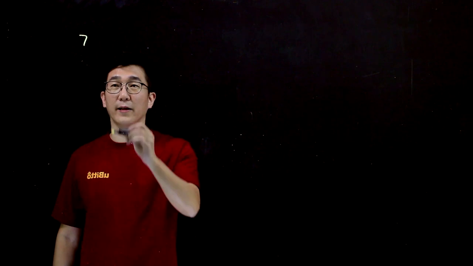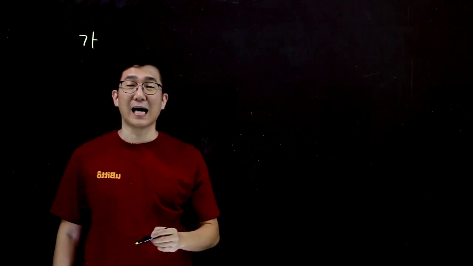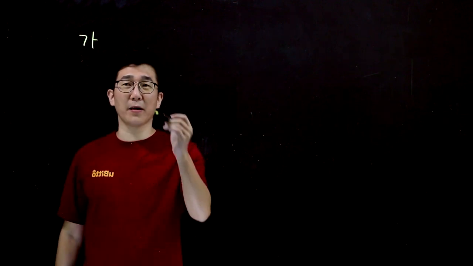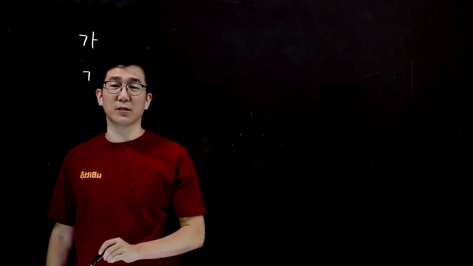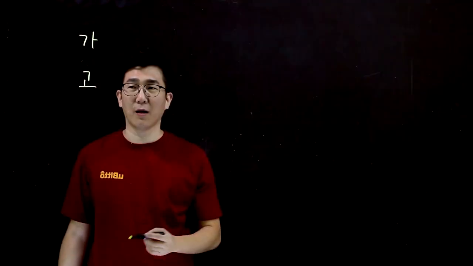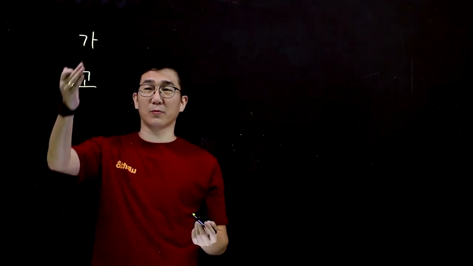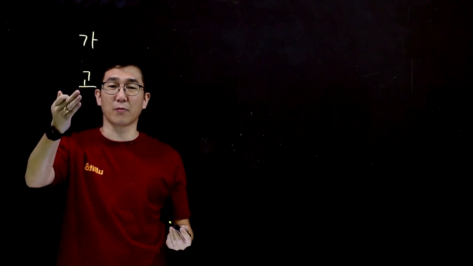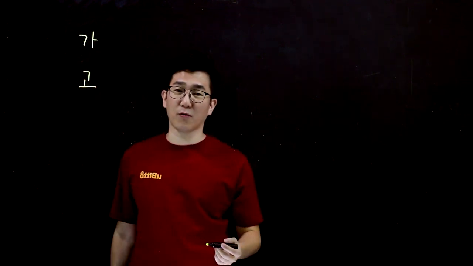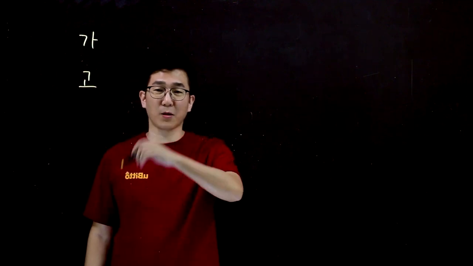Let's see. For example, g, and then we write the ah sound, right? Then this goes with the ah sound. But apparently some of them go this way and some go right at the bottom. How is that even possible? Why do some of them go on the right, and some on the bottom? That's very weird. But there are rules for you to follow. These are what I'm going to teach you today.